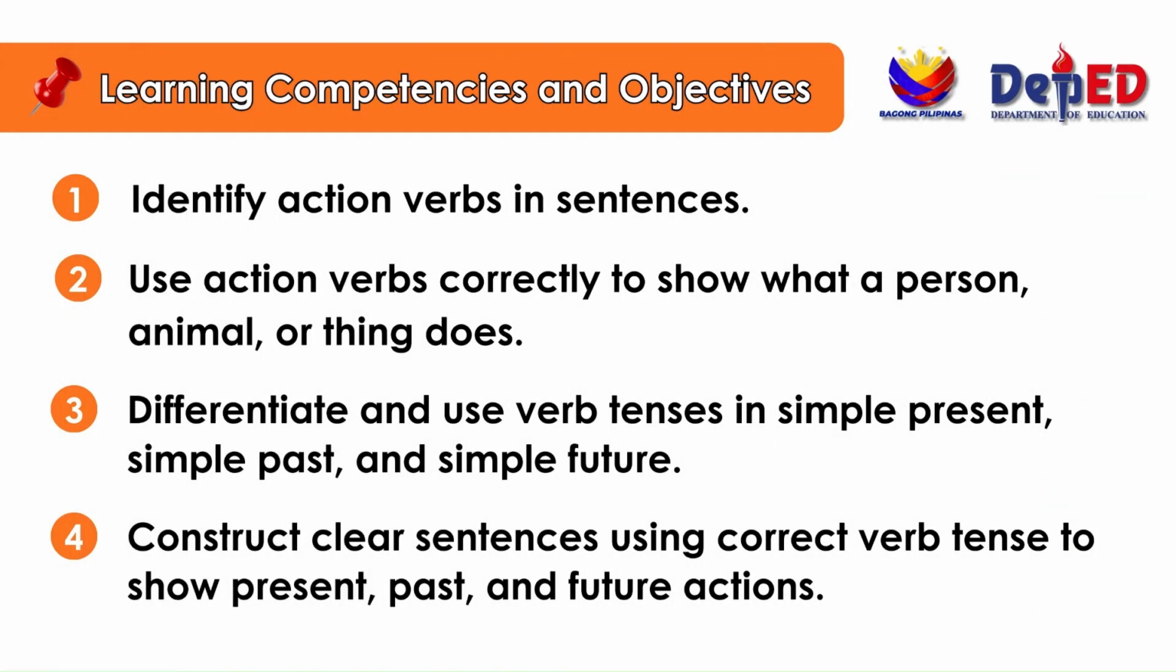Here are our learning competencies and objectives for today. First, identify action verbs in sentences. Second, use action verbs correctly to show what a person, animal, or thing does. Third, differentiate and use verb tenses in the simple present, simple past, and simple future. Fourth, construct clear sentences using the correct verb tense to show present, past, and future actions. Let us begin.